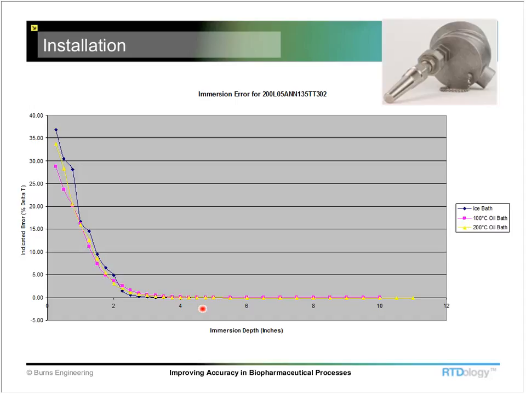And this was a test that was performed in an ice bath and also a 100 degrees C oil and a 200 degrees C oil bath. So it's fairly immune to the differences in the temperatures that it's in. It just shows the magnitude of the error when you have insufficient immersion.